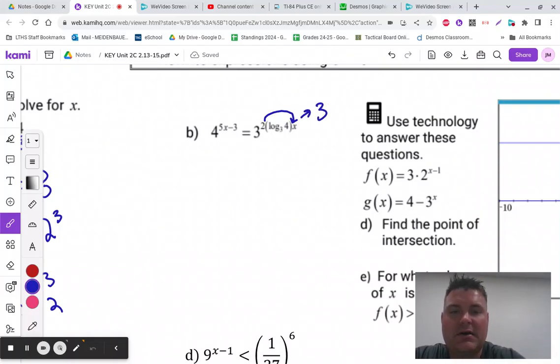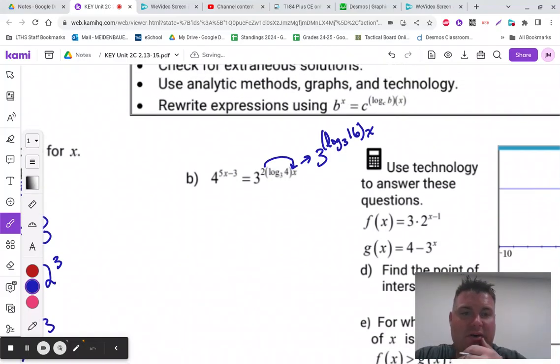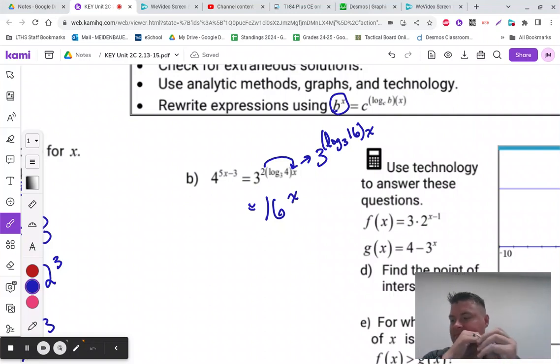this as 3 to the log base 3 of 16 times x. Okay, and if you actually look right here, this log base 3, the bases essentially cancel out. And so we can rewrite this as a b to the x equation. So the new base is the argument, and then the x goes along with it. Actually, no, it's not 3 anymore because the bases cancel out. It becomes 16 to the x. Okay. So 4 to the 5x minus 3 is equal to 16 to the x.